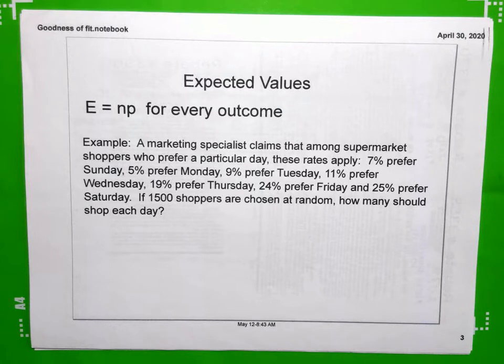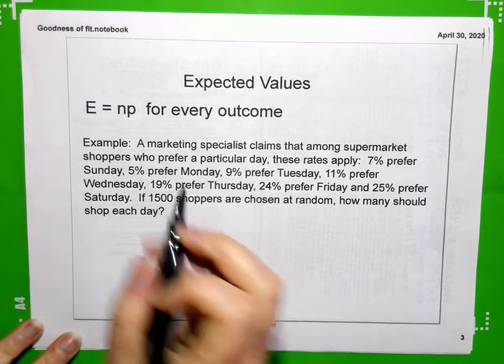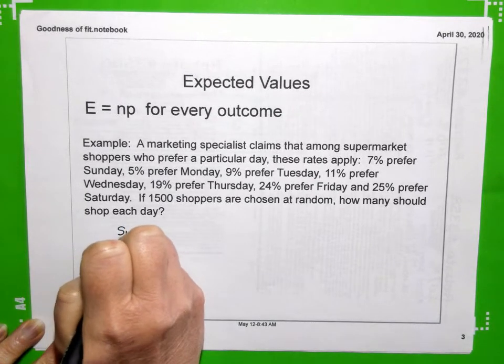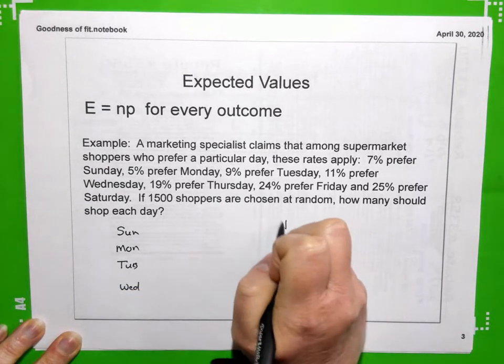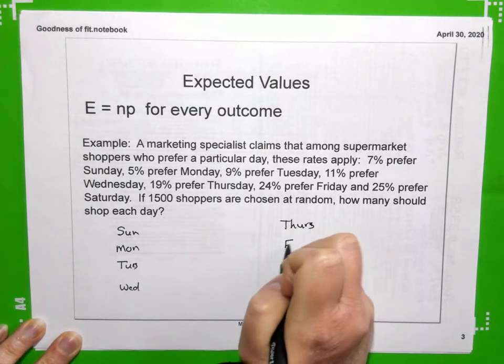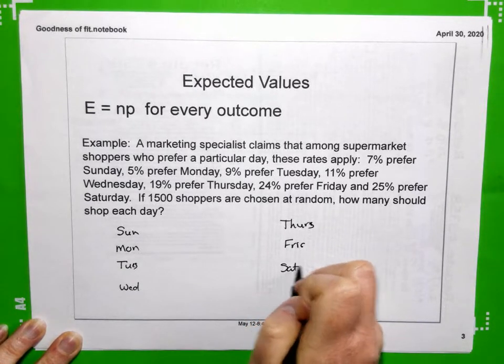So I have an example. A marketing specialist claims that among supermarket shoppers who prefer a particular day, these rates apply: 7% prefer Sunday, 5% Monday, 9% Tuesday, 11% Wednesday, 19% Thursday, 24% Friday, and 25% prefer Saturday. If 1,500 shoppers are chosen at random, how many should shop each day? So we're going to make a little chart here: Sunday, Monday, Tuesday, Wednesday, Thursday, Friday, and Saturday.